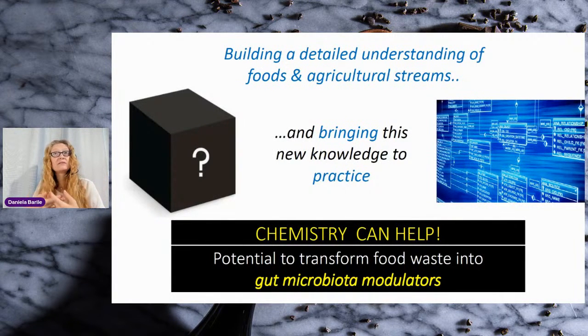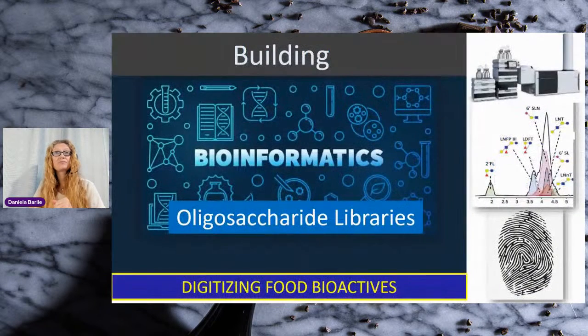We need to build a detailed understanding of food and agricultural streams. We need to catalog many, many foods for the bioactive oligosaccharides, which are small molecules. And then we need to bring this knowledge to practice, as Courtney mentioned, by collaborating with the food industry. How do we do that? Chemistry is the key to help solve this problem. And so with chemistry, we can transform food waste into gut microbiota modulator molecules.